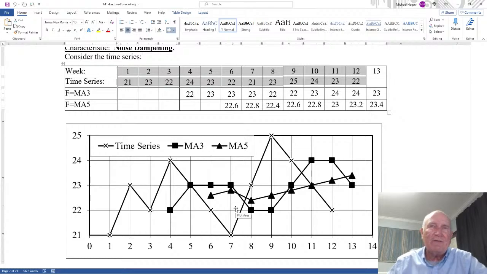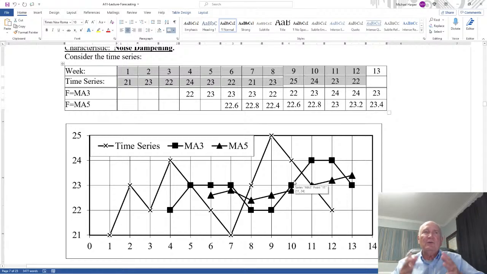So let's look at the moving averages now. Notice the moving average of 3 has a minimum of 22 and a maximum of 24. The time series went from 21 to 25, but the MA3 goes from 22 to 24. So it decreases the amplitude, it decreases the power, and that's called dampening. Look at the MA5. The MA5 decreases it even more. So as the window increases, you dampen the time series, or reduce its power.